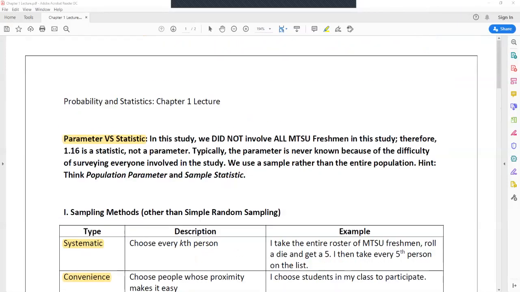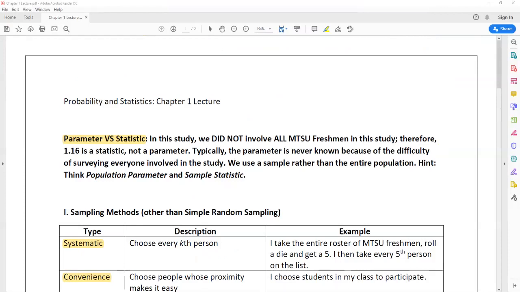Okay, so basically this is going to serve as an overview of what we talked about in lecture one. The first thing that we talked about was the difference between a parameter and a statistic. And I'm not going to read the definition to you because you can do that, but I do want to give examples of each type.